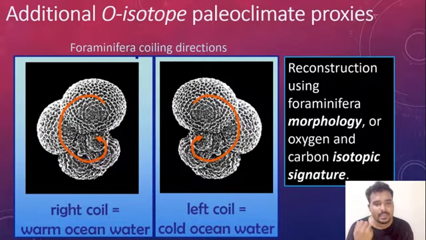So suppose we are using foraminifera, their shells for oxygen isotopes. We can also look at their morphology. Okay, so some foraminifera are right-coiled, some are left-coiled. If it is right-coiled, it must be in warm ocean water. If it is left-coiled, then it must be found in cold ocean waters. So it can be used to verify our 18O to 16O ratio with their morphology also. These are basically isotopic signatures that can be very useful for paleoclimatic reconstruction.